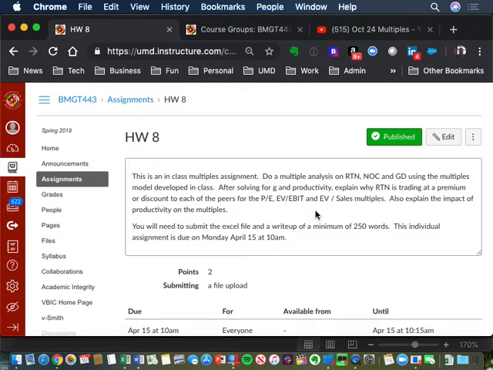So basically the same thing I just walked through, you're going to do with the assignment. The other thing I want you to do is explain the impact of productivity. Just as I showed you that the productivity of Procter & Gamble is much worse because they're spending about twice as much capital, which was impacting their multiples, I want you to do the same thing. Write that up, minimum 250 words.